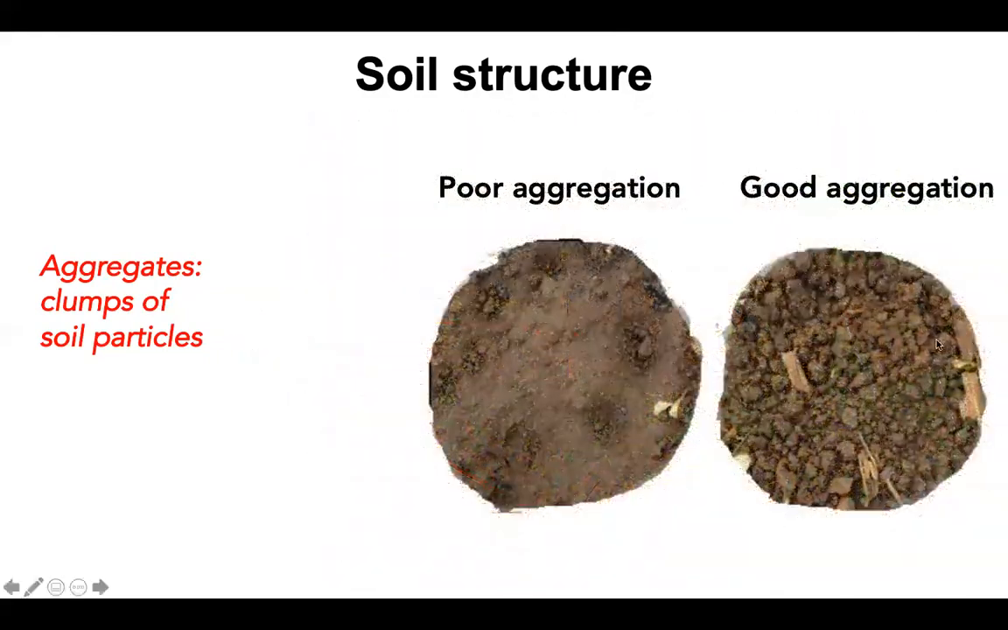Maybe to look at a side-by-side comparison of these aggregates, on the left here, we have an example of poor aggregation. You can see that all the particles are pretty small, and there's not very many clumps of them. However, on the right here, we have an example of good aggregation. You can see that there's lots and lots of clumps, and that those clumps have many different shapes and sizes.